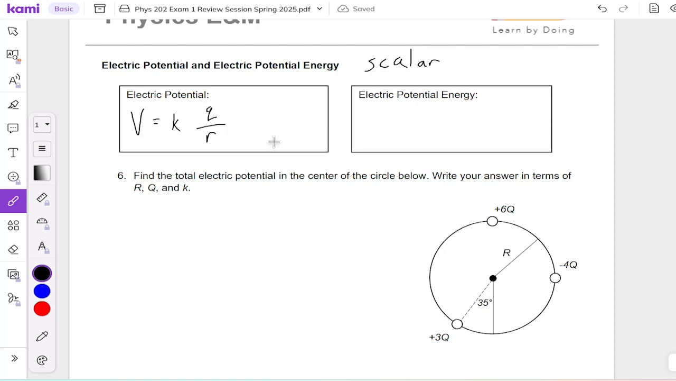And the good news is I don't have to say away from positive towards negative. I don't need to say X and Y direction. It's just this. And then for electric potential energy, that's going to be capital U equals k Q1 Q2 over R. Again, look how similar it is to force. Two differences: no absolute value, and it's not squared.